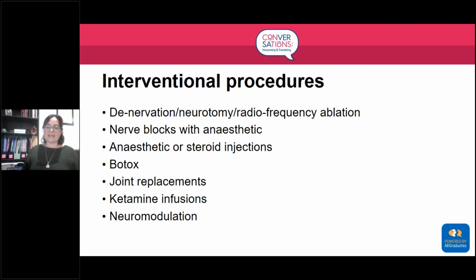Then ketamine is another drug that's an anesthetic drug, and you can do infusions of that. And then neuromodulation is a relatively newer area, and that's where they actually put a little stimulator, usually around the spine, and it actually sends off its own electrical signals to interfere with the signaling pathway. So that's a really exciting area, and for those that it works for, really successful and life-changing, which is great.